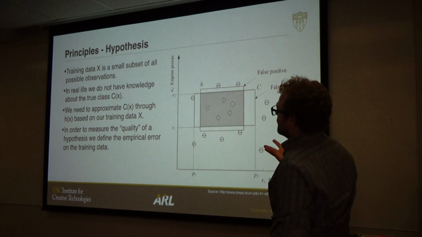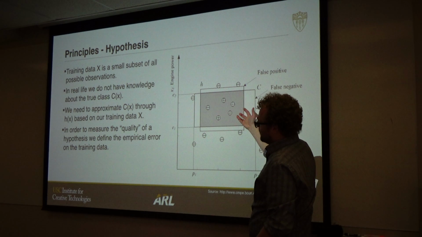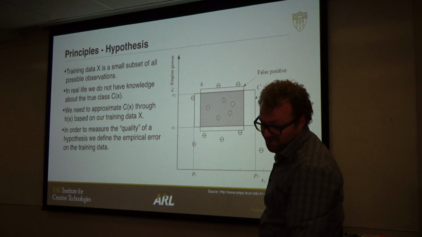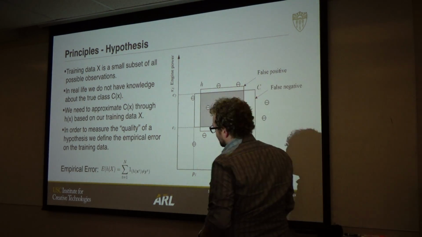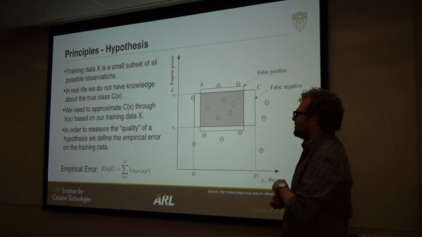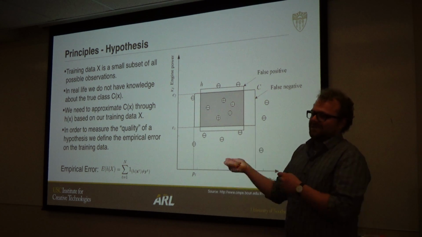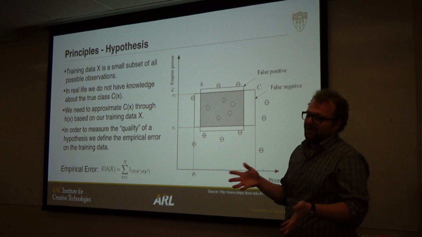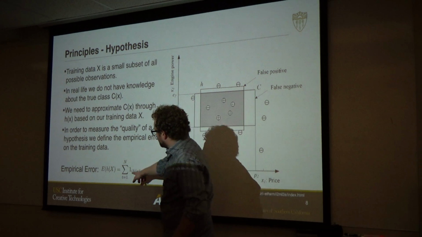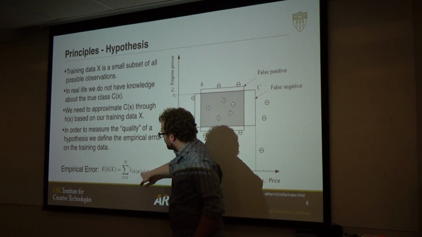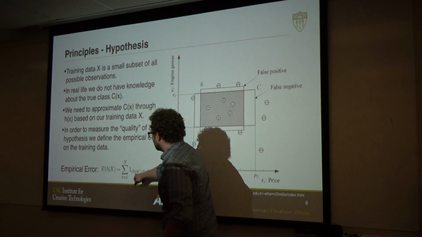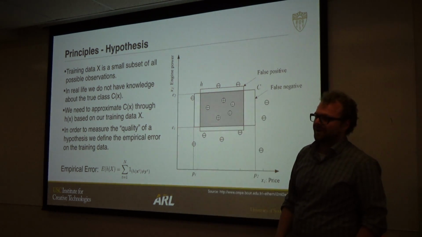And we often need to approximate this class through H, and the quality of our approximation is measured based on the empirical error, and the empirical error is defined as basically the sum of all my mistakes. If I make mistakes in my classification algorithm, that counts as an error, and then I count how many errors I make, and that's a measure for how well the performance is. So this symbol here basically counts a 1 if this is fulfilled, okay? So if my hypothesis is different than the target.